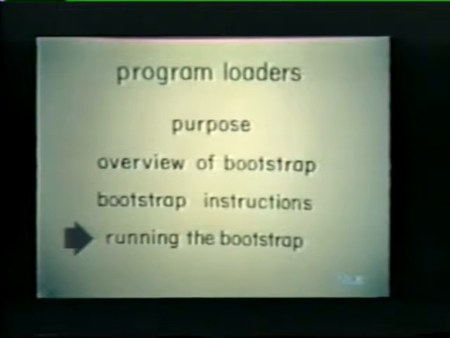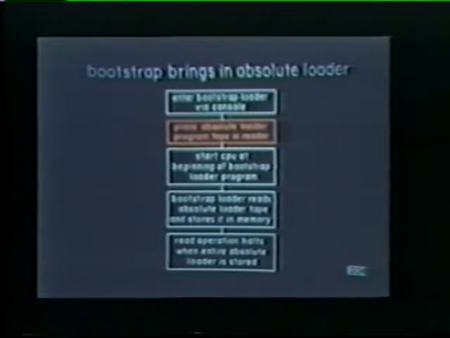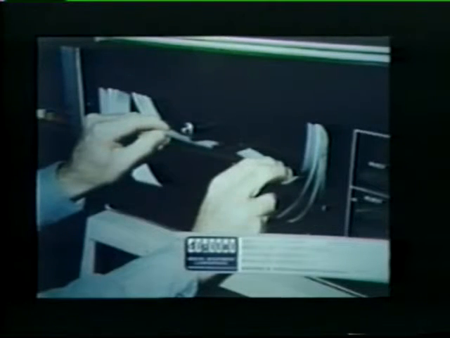We have covered all the instructions that make up the bootstrap loader. Now, let's run the program. First, however, we have to place the Absolute Loader program tape into the high-speed paper tape reader. Be sure to check the label on the tape to ensure that you're loading the correct tape. Also, check to see that the leader section of the Absolute Loader tape is positioned over the read head.